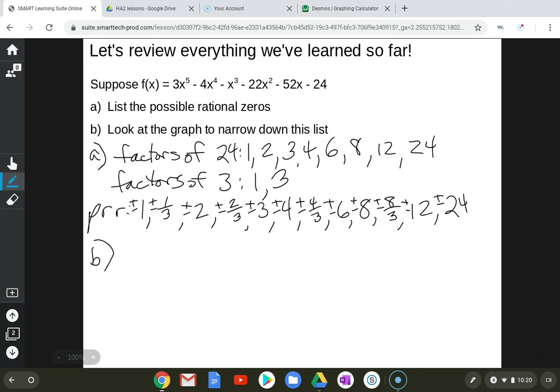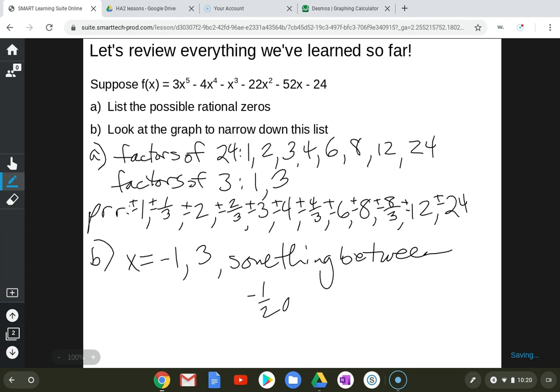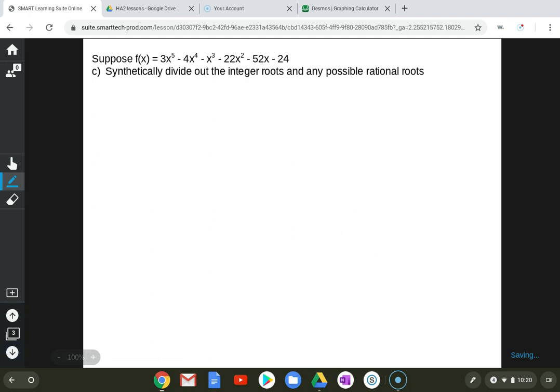All right, so zeros, we have possibles at x equals -1, x equals 3, and then something between -0.5 and -1. All right, so the next thing we need to do is synthetically divide out the integer roots and any of the possible rational roots that we think might actually be factors. So take a moment, see if you can do this, and then unpause and come back in.